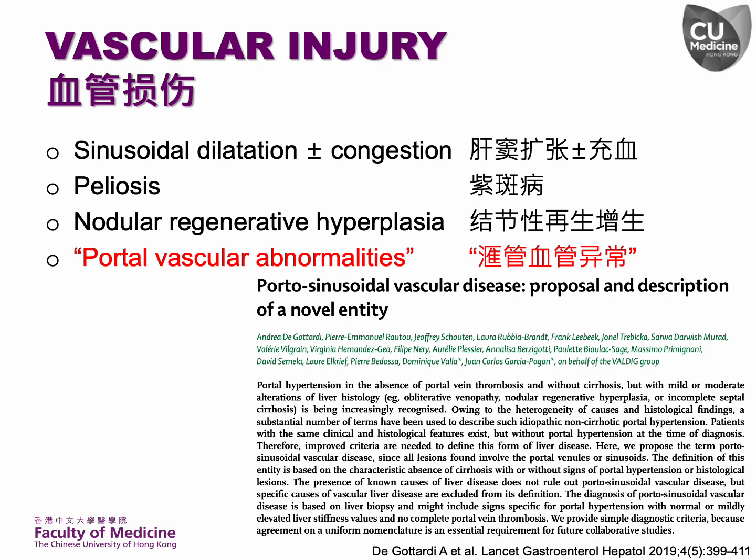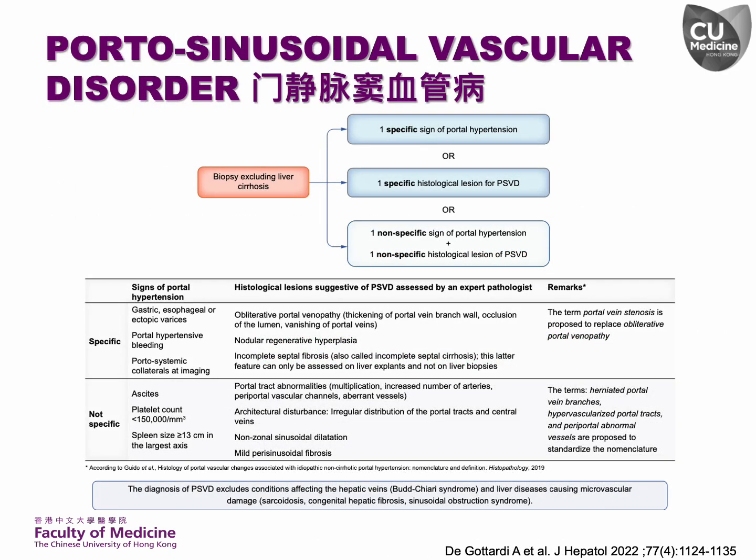The so-called portal vascular abnormalities here refer to the histological changes associated with PSVD. Here are the diagnostic criteria for PSVD. By definition, the diagnosis of PSVD requires a liver biopsy. Histology is crucial for excluding cirrhosis. Please note that portal vascular abnormalities associated with PSVD are unevenly distributed, vary significantly in severity, and can be very subtle. Not all lesions are necessarily present in a single case. Hence, the identification of portal vascular abnormalities is challenging.